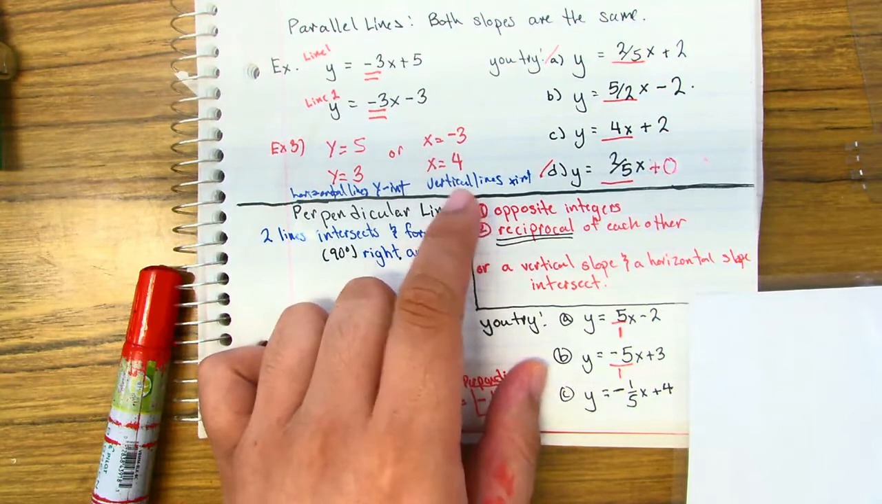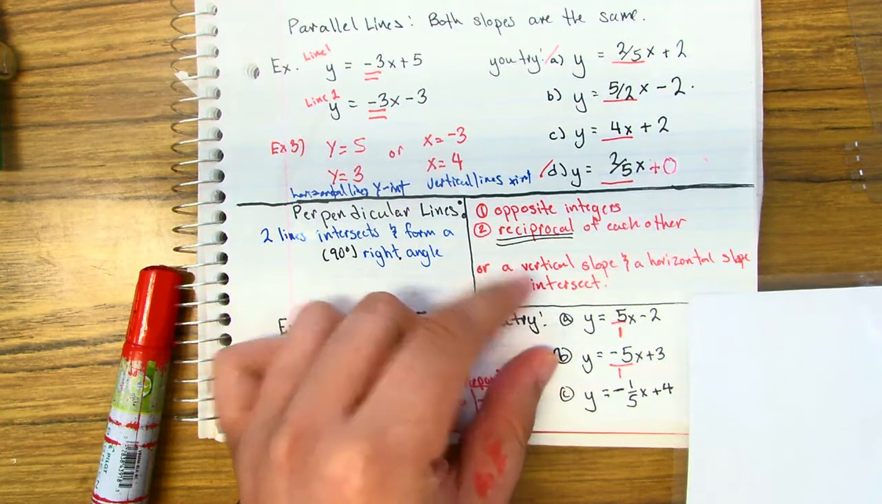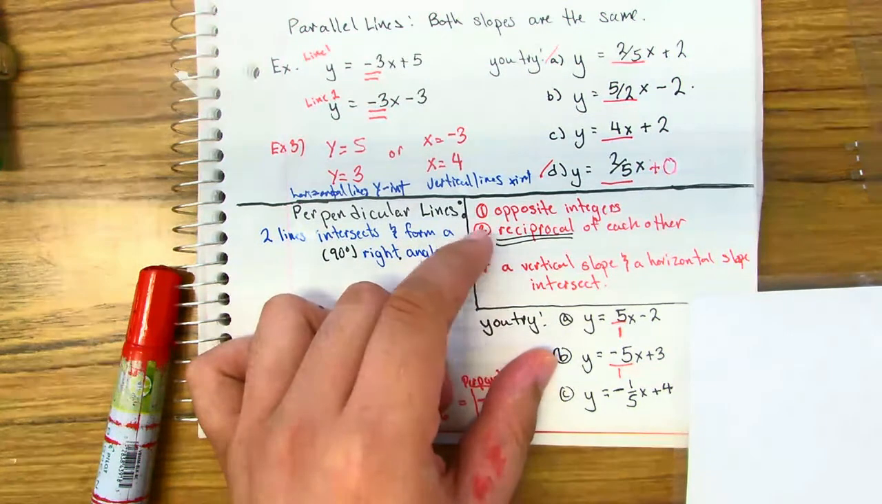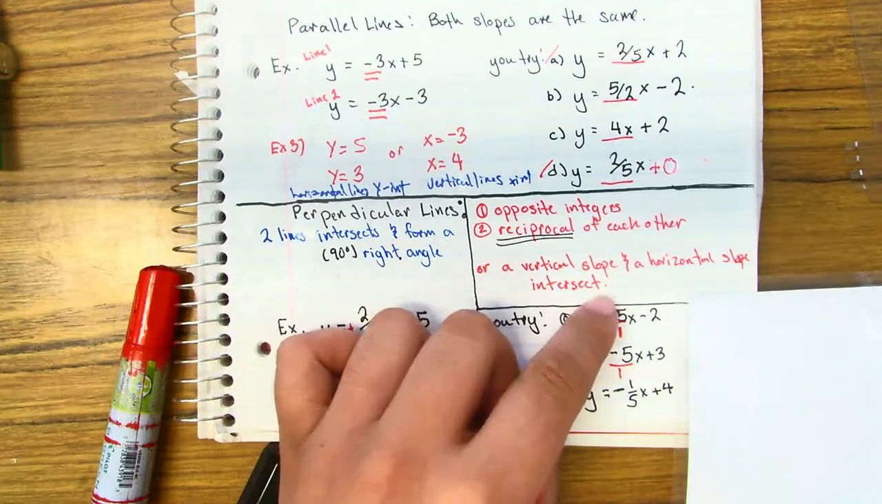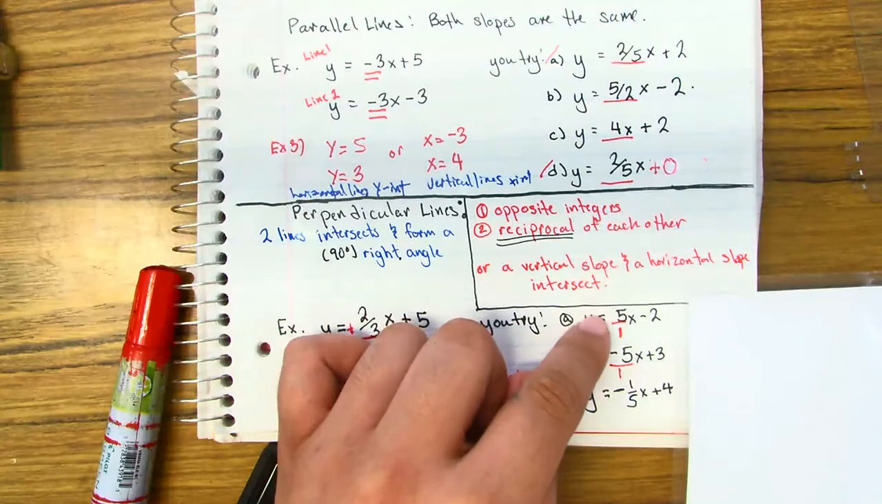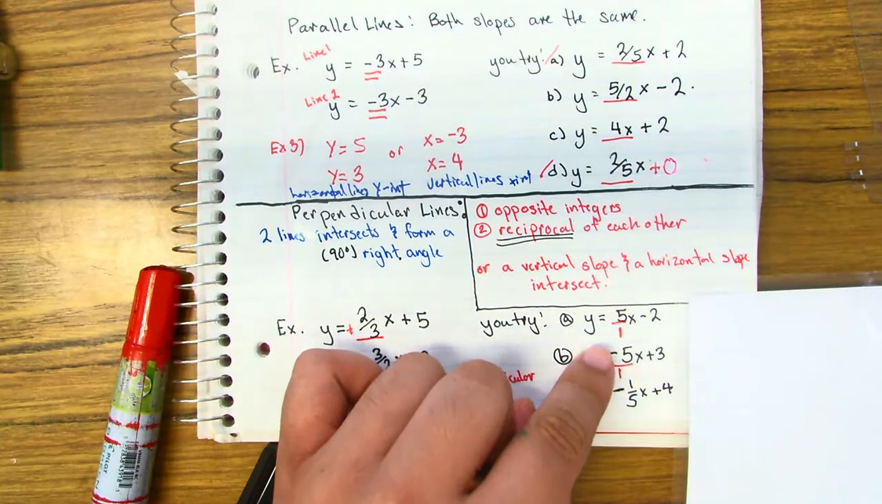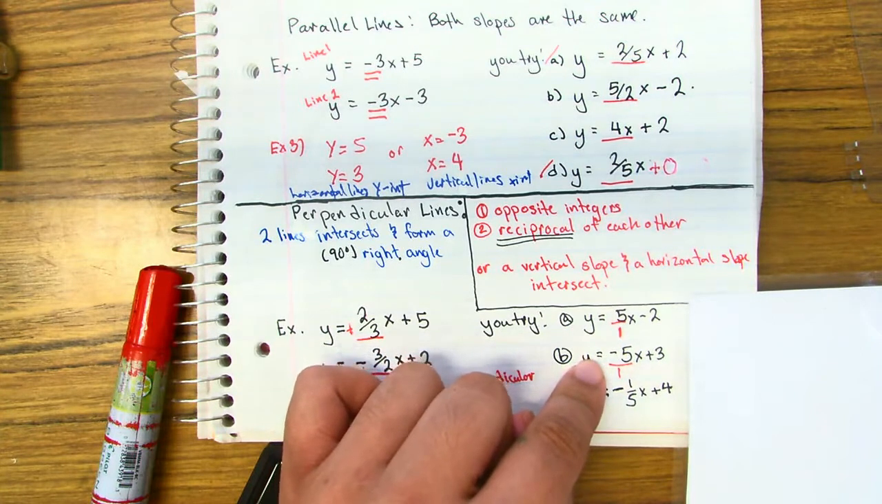They have to be opposite integers. So A and B is a possibility, but I have to go to the second condition. Are they a reciprocal of each other? Reciprocal means that the numerator and denominator have swapped, right? Here it's 5/1. Did the numerator and denominator swap yet? No. This is 5/1 and this is still 5/1, so they're not reciprocals of each other.